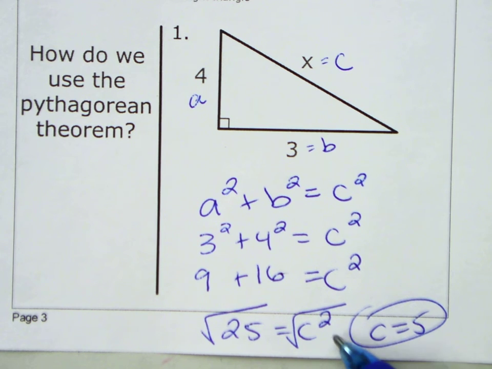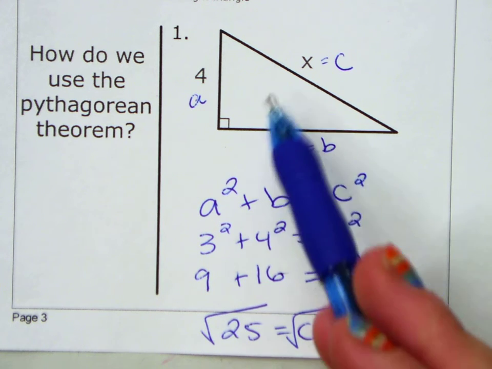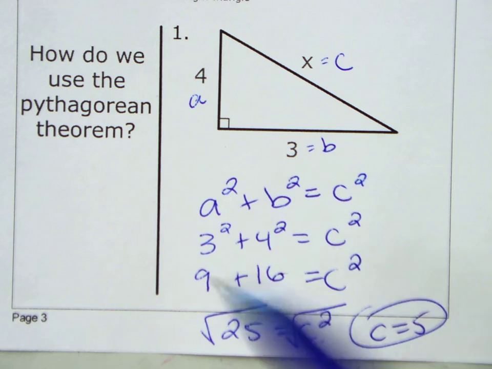Now, technically, when you take the square root of a variable, it's plus or minus 5. But since we're talking about the sides of a triangle, you don't have to worry about that.